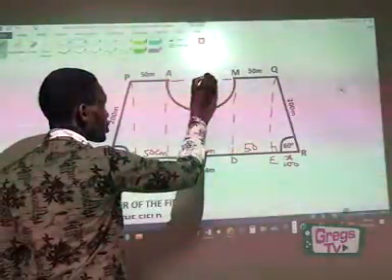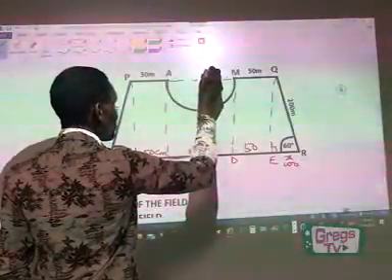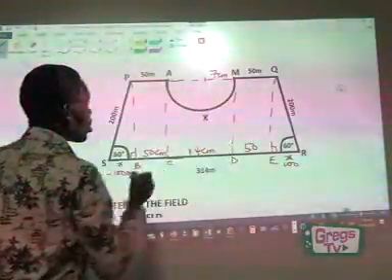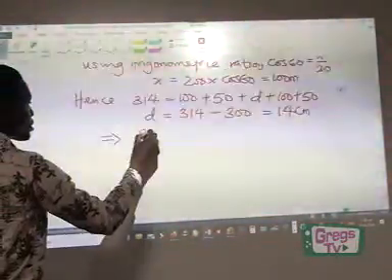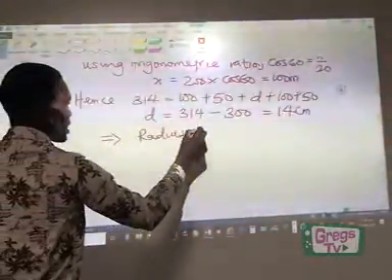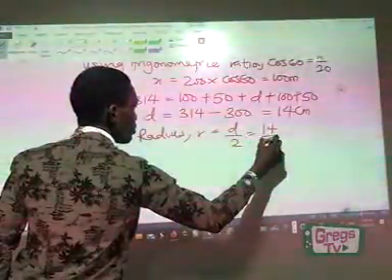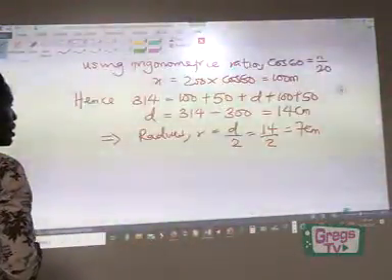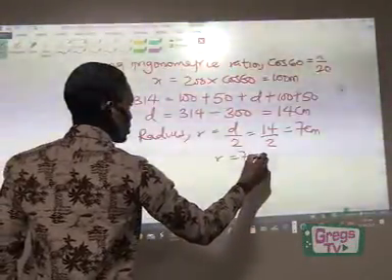And radius is always half of the diameter. So that means half of 14 is what? 7 cm. So the radius of this semicircle is 7 cm. So radius R is diameter over 2, which is 14 over 2, and that is 7 cm. So therefore R is equal to 7 cm.